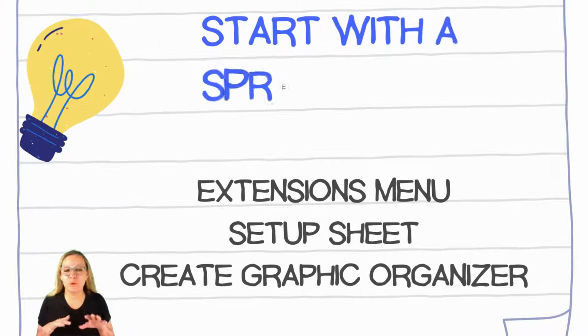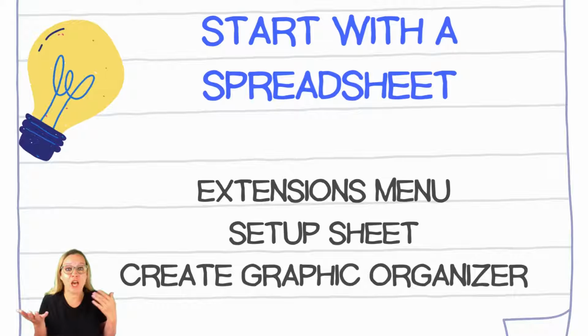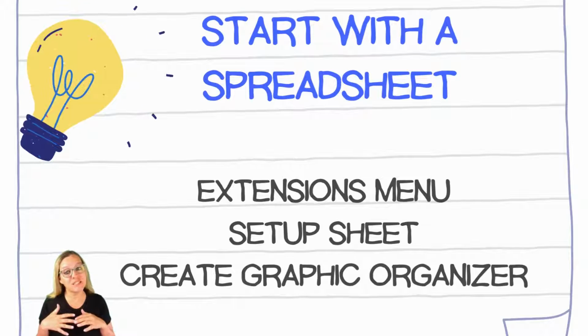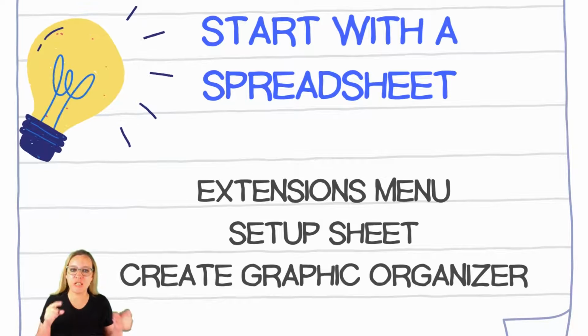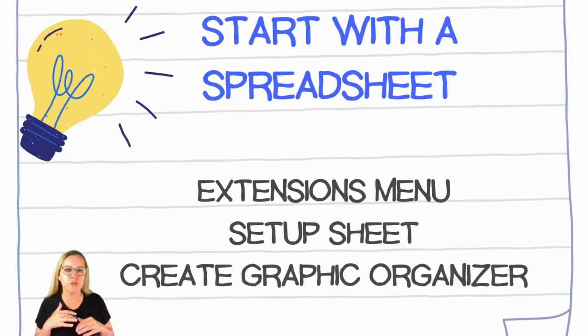TemplateTab works with Google Sheets. So you're going to start with creating a new spreadsheet. I use sheets.new. Then you just go to the extensions menu, choose to set up the sheet, which gives you a place to put in the names of your students or whatever tab names you want. And then on the second tab, create a graphic organizer.